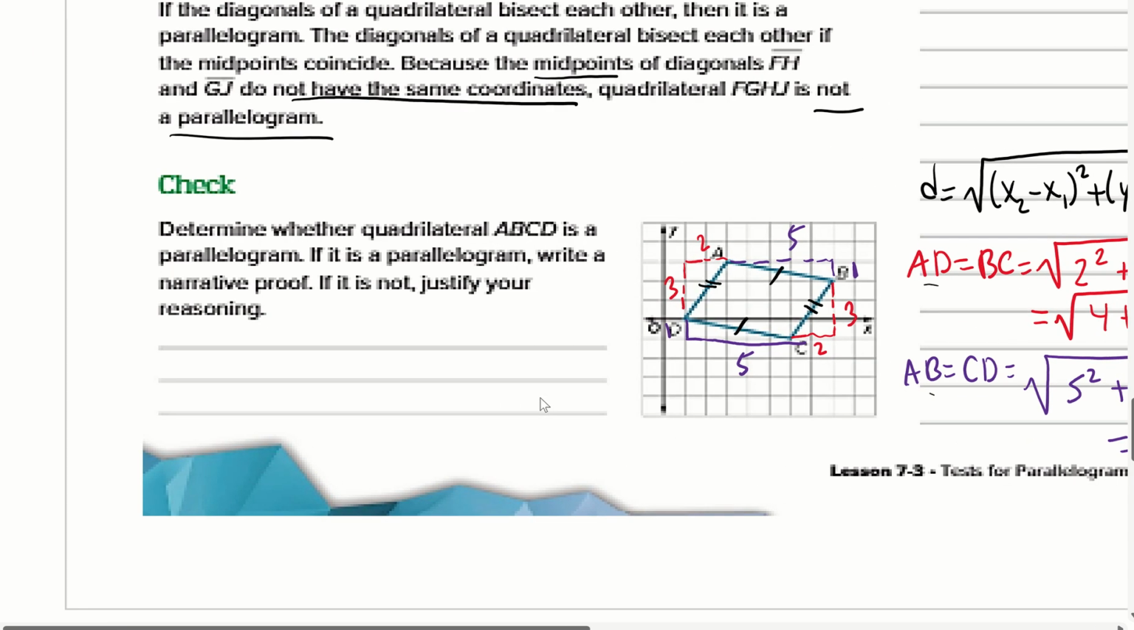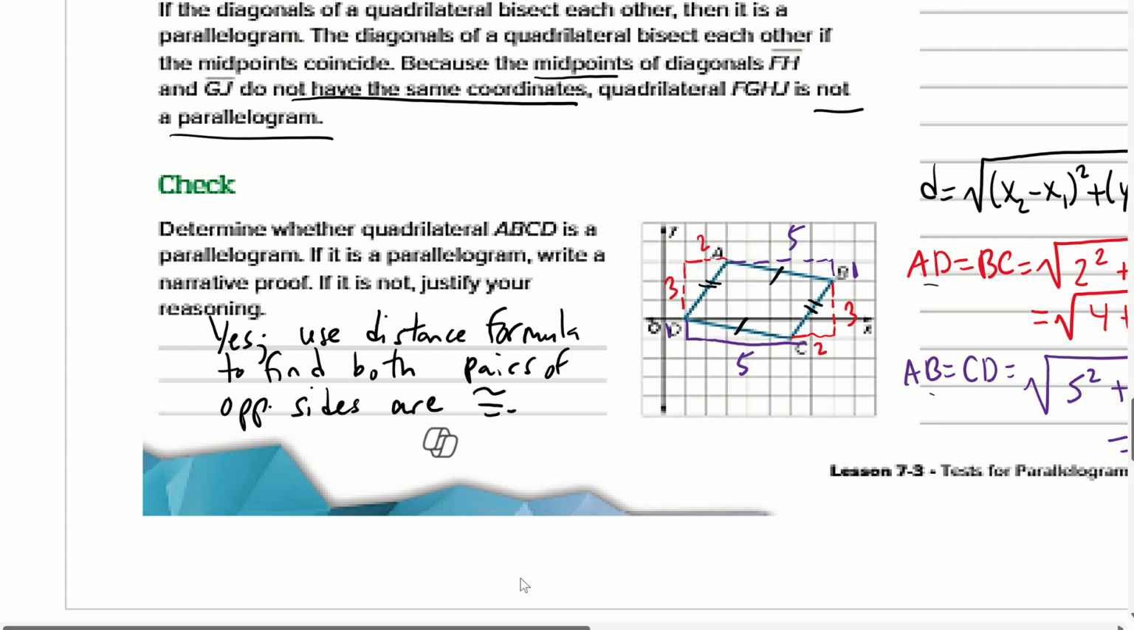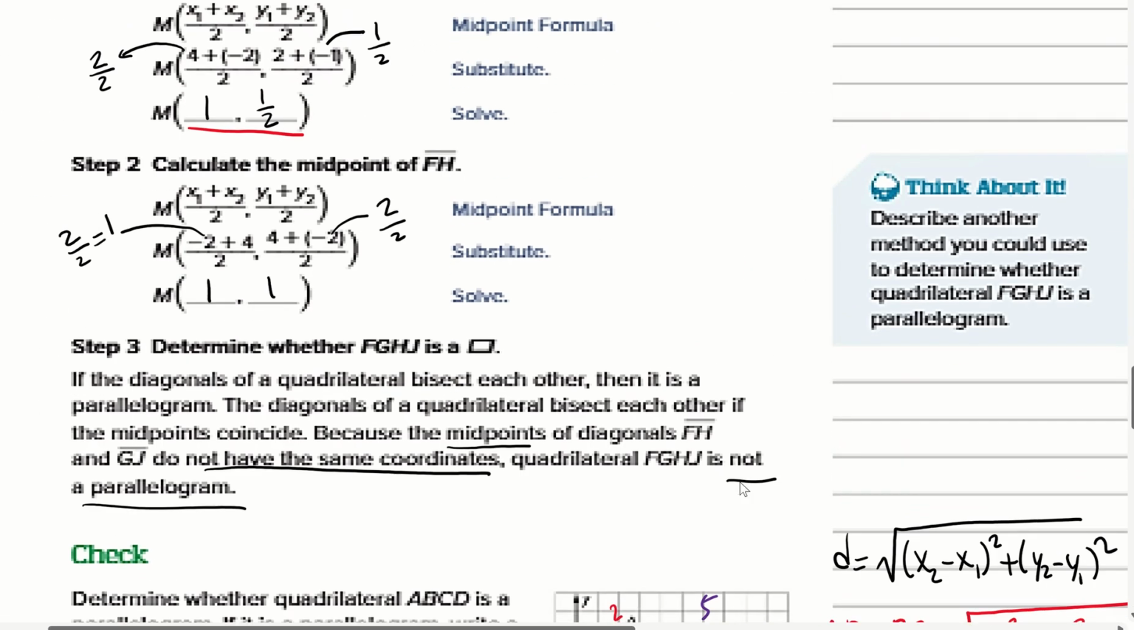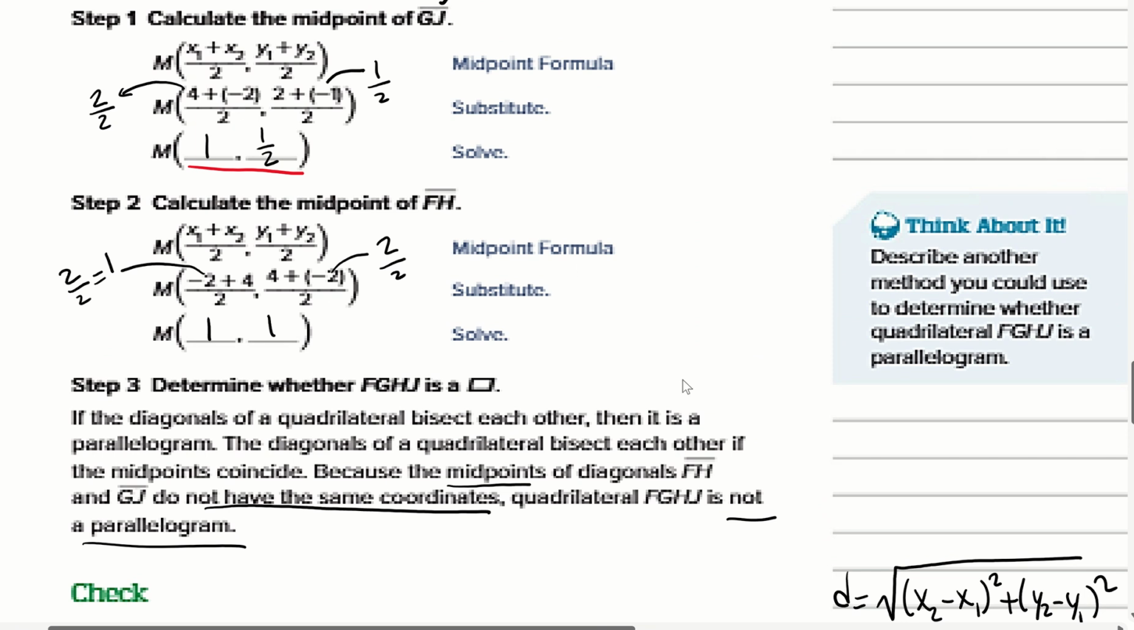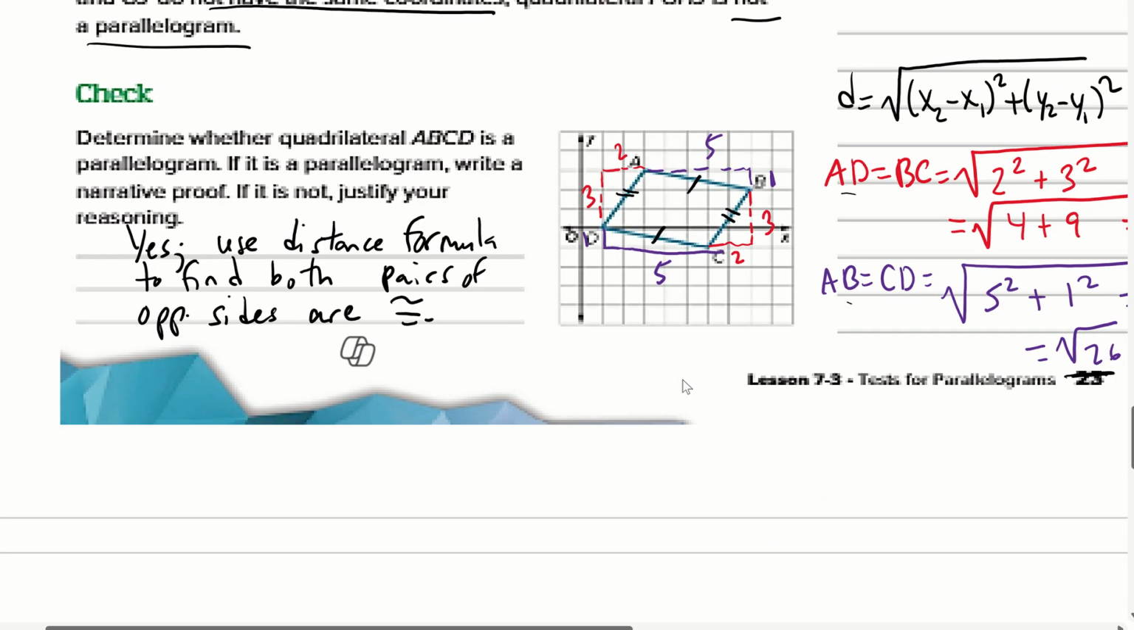If it's a parallelogram, write a narrative proof. So here we can see that yes, use the distance formula to find both pairs of opposite sides are congruent. And again, if you used a method that we talked about up here, you would get the same answer. You would get the answer that it's a parallelogram, and I will quickly show you that down here.